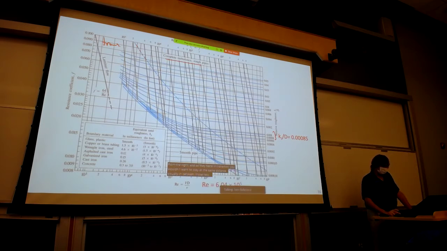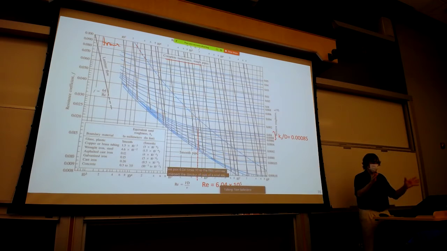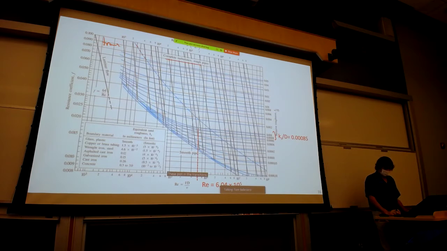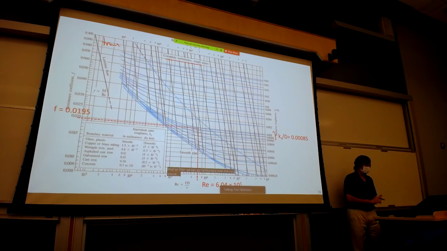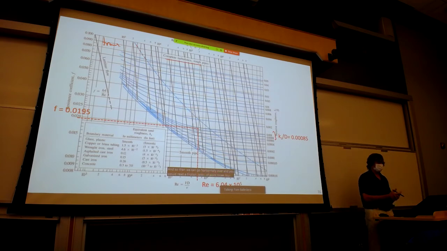On the horizontal axis, we have a Reynolds number of 6.04 times 10 to the fifth. So we plot 6.04 times 10 to the fifth until we intersect the contour of k_s over D. And you will notice that this is in the transition zone. Write that down. These plot in the transition zone. And so then we can go horizontally over, and you would read a friction factor of 0.0195.